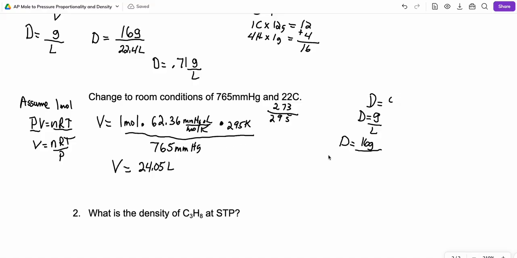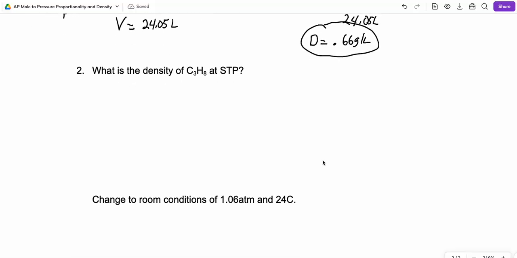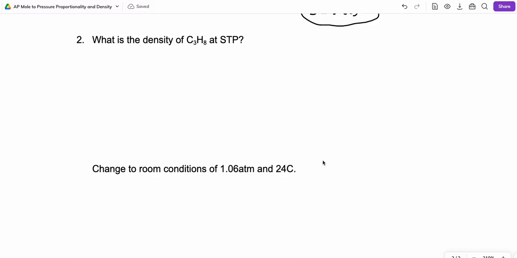So now I can plug in the new volume, because density is the grams divided by liters. I can take the grams divided by liters, and the density that I get after doing that is around, I believe, 0.66 grams per liter, if I did the math right. All right? So you can pause the video and try this next one, but then you can replay or push play and see if you did it right.